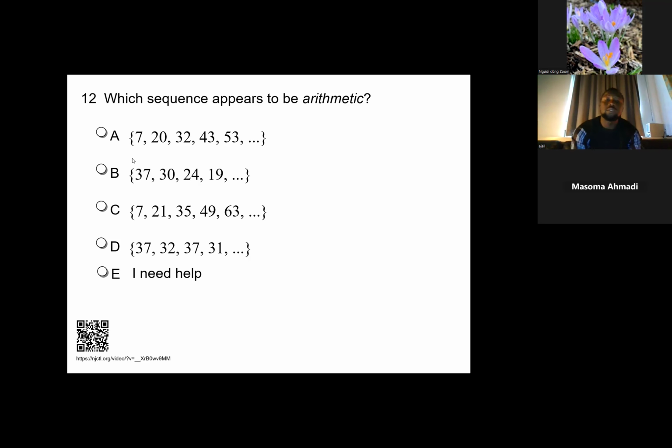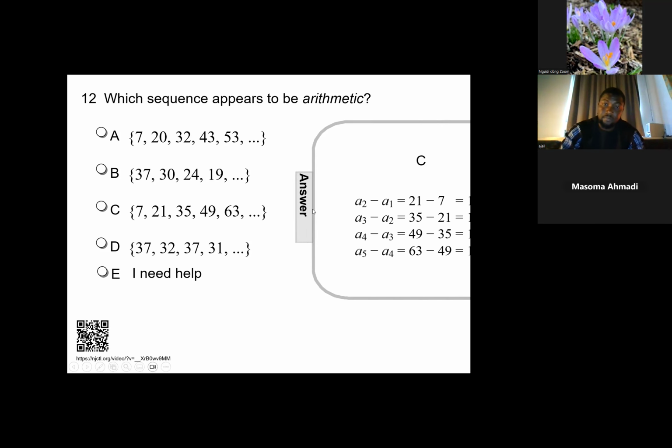Okay. Now, 37, 30, 24, 19. 37 is the first term. The difference between 37 and 30 is 7, 24 is 6, 19 is 5. So 7, 6, 5. There is no common difference. There is no constant difference. So of course, letter C: the difference between 21 and 7 is 14, and again 14, and again 14, and so on. So letter C must be the correct answer.